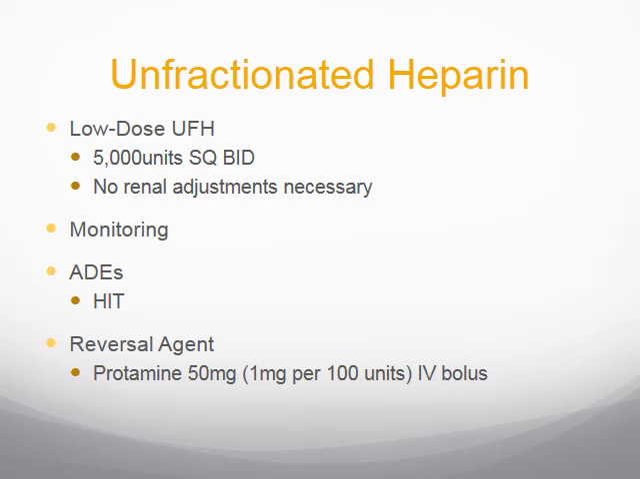Also, the reversal agent is protamine. It's 1 milligram per 100 units IV bolus, which essentially turns into a 50 milligram IV bolus. However, for the same reasons why we don't use APTT, because of the low dose and the subcutaneous administration, the protamine will not work as effectively or as quickly as it would if you were giving the heparin IV. So it's kind of a give or take again with the protamine, whether or not it's vital.